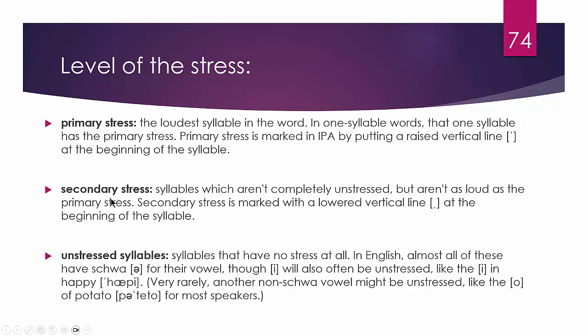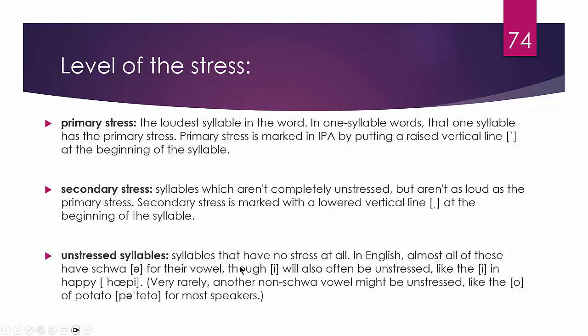Then we have the secondary stress, which isn't completely unstressed, but isn't as loud as the primary stress. So it's strong but not strong enough like the primary stress. Secondary stress is marked with a lowered vertical line like this at the beginning of the syllable.